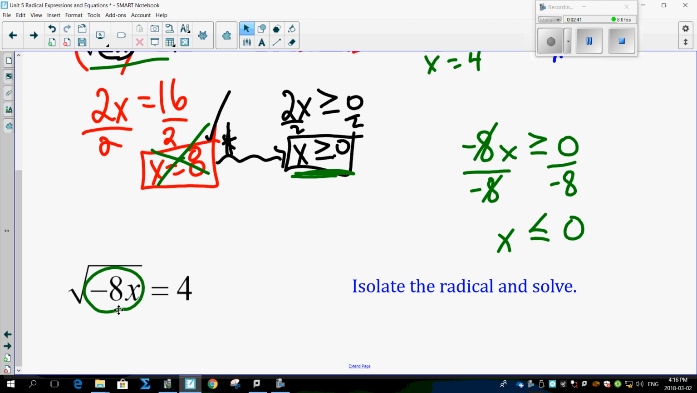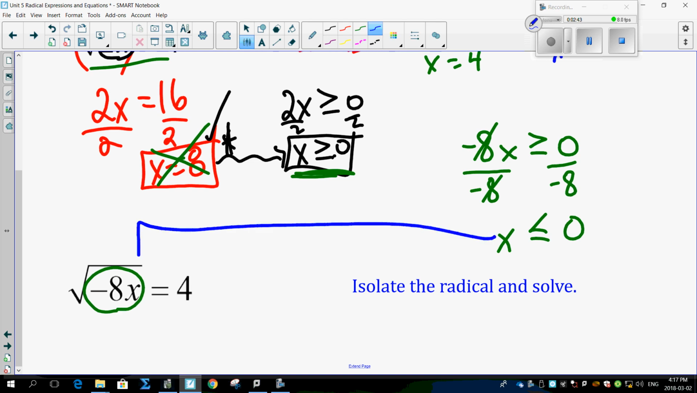Why? I know what you're thinking. Why? Well, easy, because if it's less than 0, that makes that x a negative, and a negative times a negative, guess what? Makes a positive, and guess what? You can square root it. That's why.